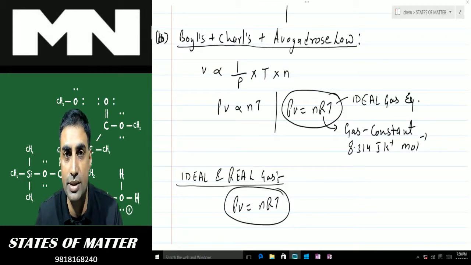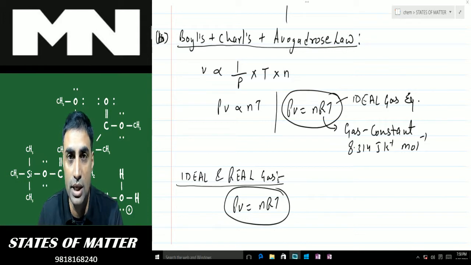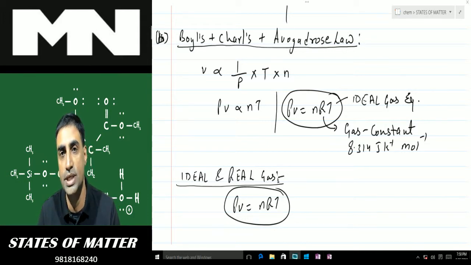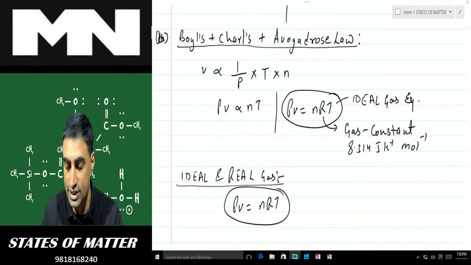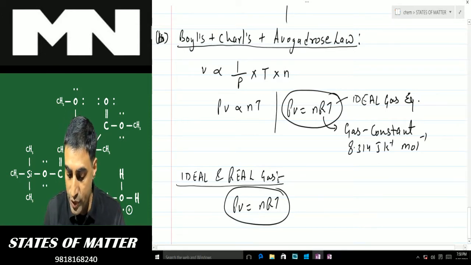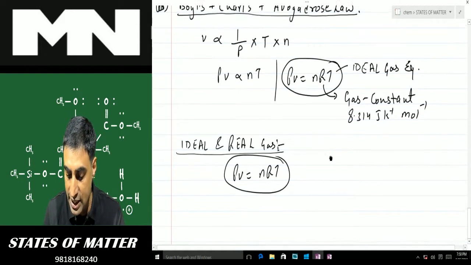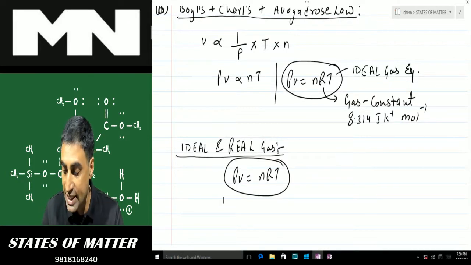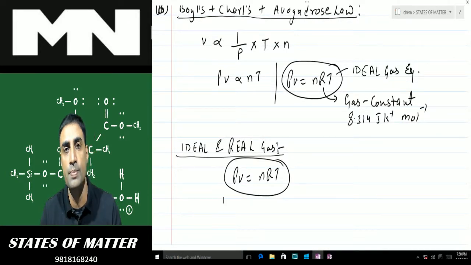Hello and welcome back. In the last class, we were doing states of matter, and in that we were doing gaseous state. The last topic we did was ideal and real gas. I told you that a gas which obeys ideal gas equation under all temperature and pressure conditions is known as an ideal gas. Whereas it is observed there is no ideal gas. All gases, they are real gases.